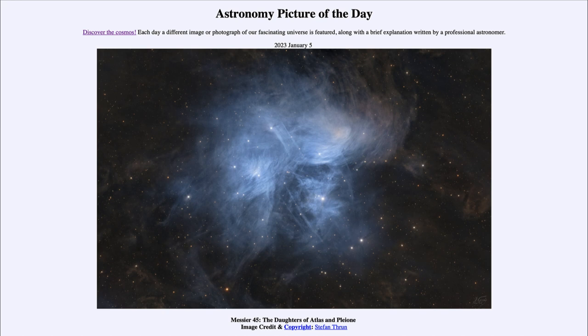It was titled Messier 45, The Daughters of Atlas and Pleione.